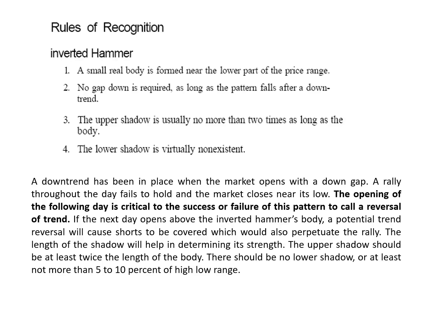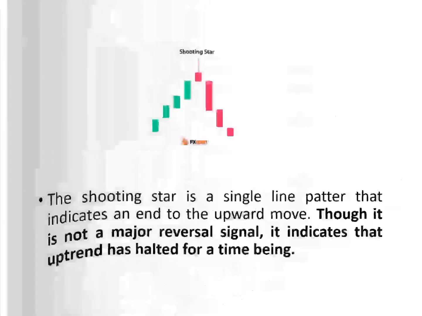The length of the shadow will help in determining its strength. The upper shadow should be at least twice the length of the body. There should be no lower shadow, or at least not more than 5 to 10% of the high-low range. This is the logic and these are the rules of recognition for the inverted hammer.